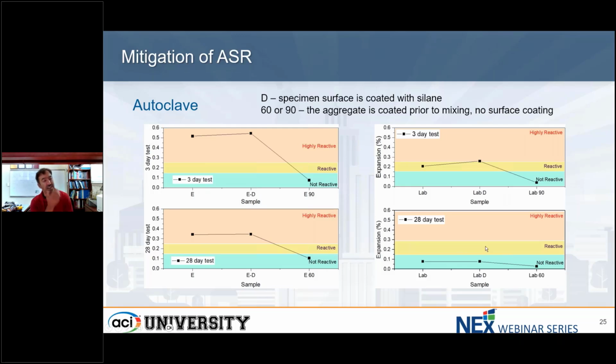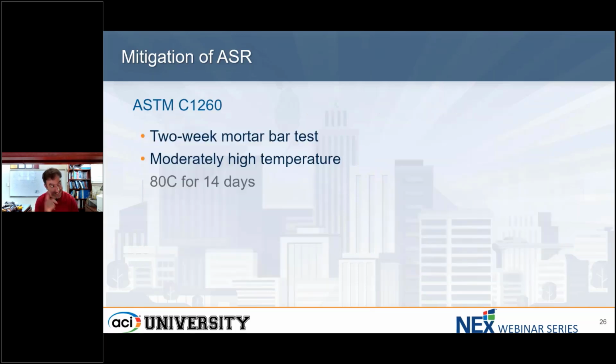But regardless of that, we see that coating the aggregates had a beneficial effect on our known reactive sands. Woohoo! That's pretty awesome. So the question is, did this hold up in the remaining 3 ASR tests? Well, let's see. So the next test is the 2-week mortar bar test, ASTM C1260. This is a test that's not above the boiling point of water or under high pressure. It's only at 80 degrees Celsius in an aggressive alkali solution for 14 days. And you measure expansion over time.